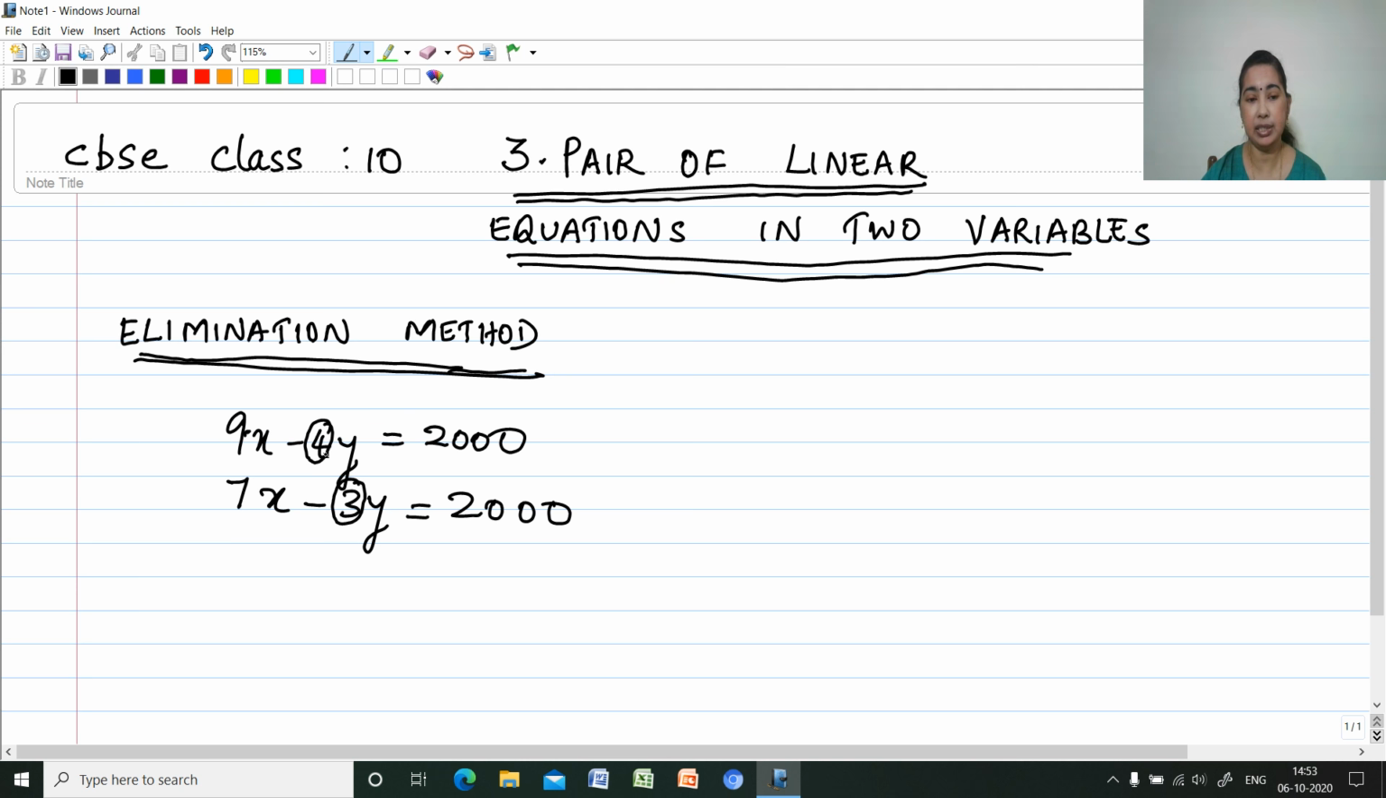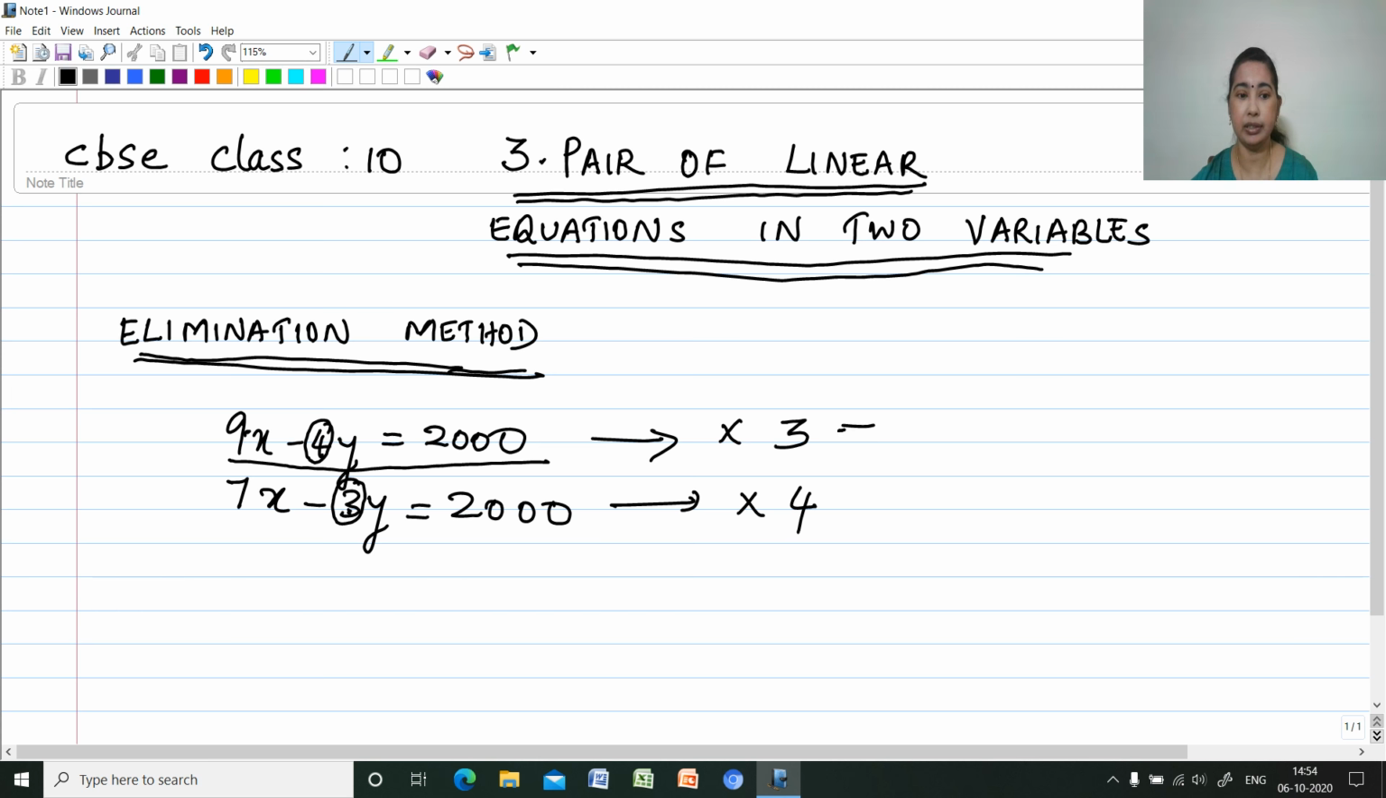In order to make it the same, I can multiply the first equation by 3, and the second equation by 4. Then the coefficient of the y variable becomes the same. Once we are multiplying, we have to multiply the entire equation, not only the y variable or the x variable, but the entire equation.